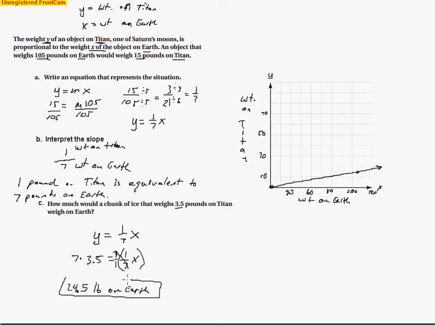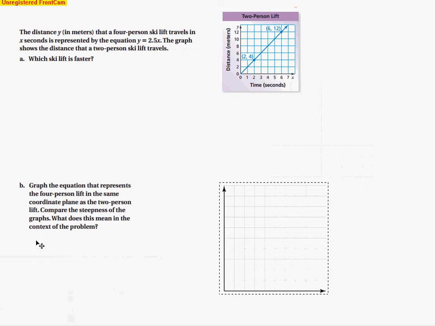So let's move on to the next problem, and it says that the distance y in meters that a 4-person ski lift travels in x seconds is represented by the graph y equals 2.5x. The graph here shows the distance that a two-person ski lift travels. And so this is the distance here and time over here. Which is faster? Okay, so we know what the rate of the four-person lift is. Four-person lift is equal to 2.5.